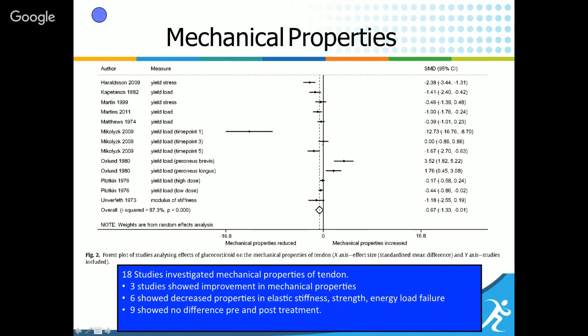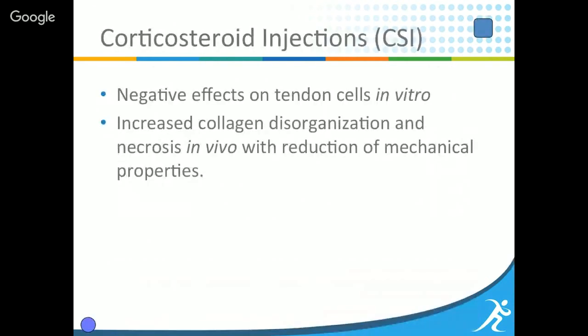But as you can see, the majority of studies in the long term did not really show any change, and actually it's more on the decreased mechanical properties or decreased tension side. So you can see that it doesn't really help with strength of the tendon, so it really doesn't seem to help with what we're trying to accomplish. Only 3 showed improved mechanical properties after the corticosteroid injections.